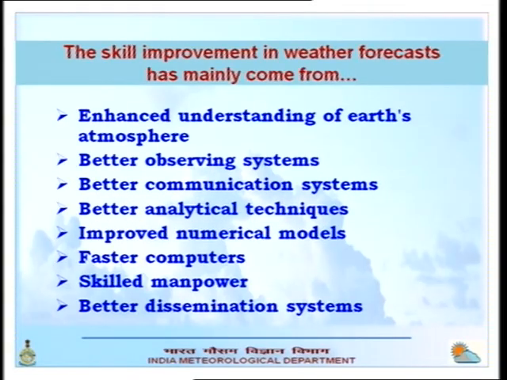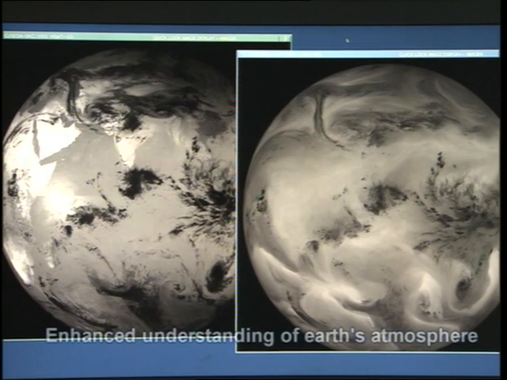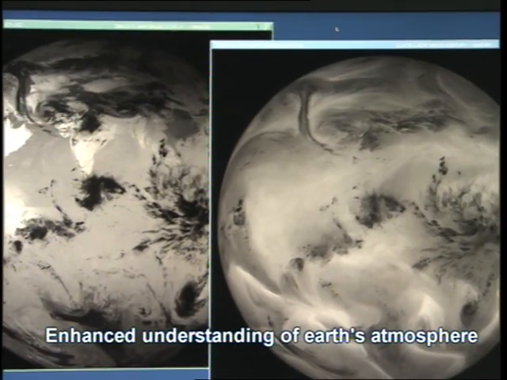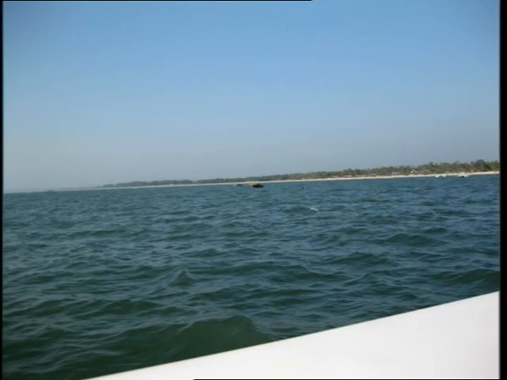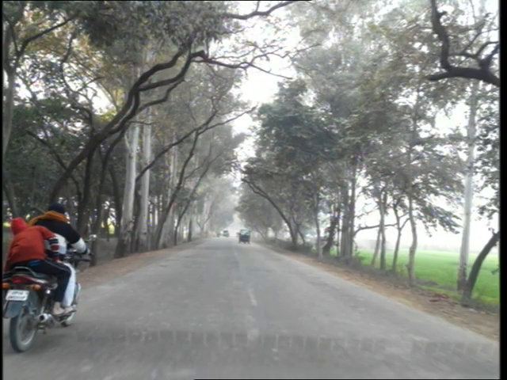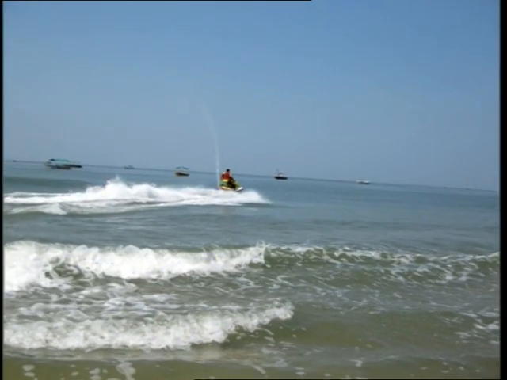As we have noticed, recently there is a significant improvement in the skill, and that has primarily come because we have now better understood the atmospheric processes, how the atmosphere is coupled to ocean, coupled to land, and the interconnectivity between land, atmosphere and ocean.